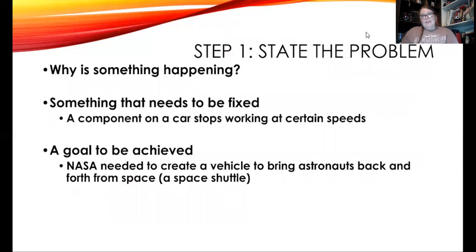So the first thing we do is we state the problem. Maybe we want to ask why something's happening. Maybe there is something that needs to be fixed. So if there's a sports car that stops working at a certain speed, well, that's a problem, and we need to use science to figure out how to fix it. And maybe there's a goal that needs to be achieved, like NASA wants to go to the moon or to Mars, so they need a special vehicle to do that. So we state our problem so that we know what direction our experiments should take.